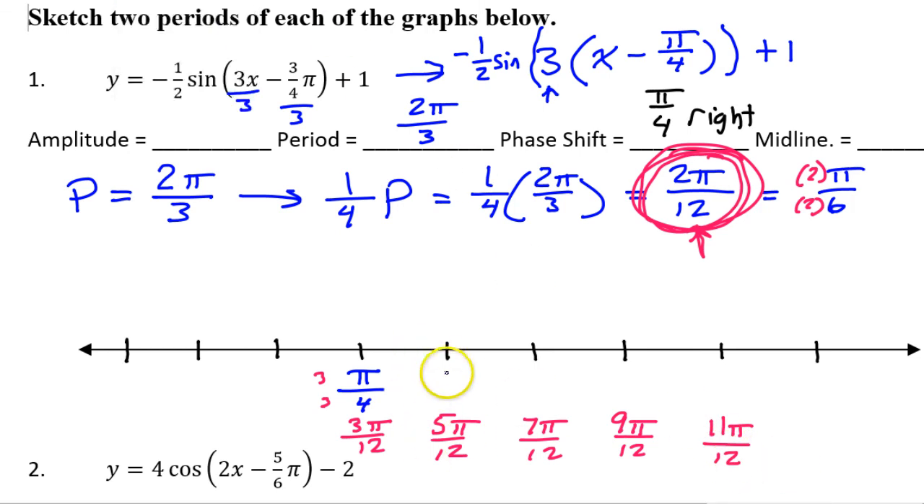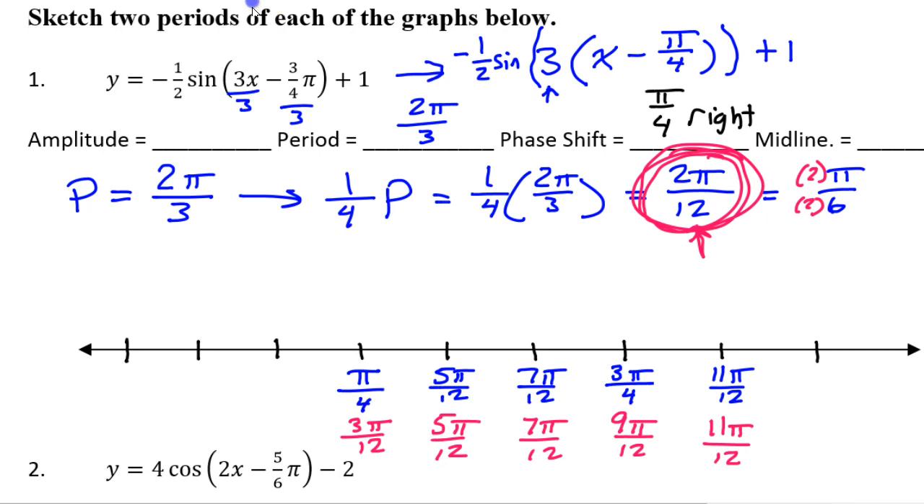Okay. So I'm just going to reduce anything that needs reducing. So I've got 5 pi over 12 was fine. 7 pi over 12 can't be reduced. But 9 pi over 12, I need to reduce that. What does that become? 3 pi over 4. So I'm going to go ahead and write 3 pi over 4 because you must reduce, guys. And then I've got 11 pi over 12. Now I really need to see exactly where the y-axis is going to go.